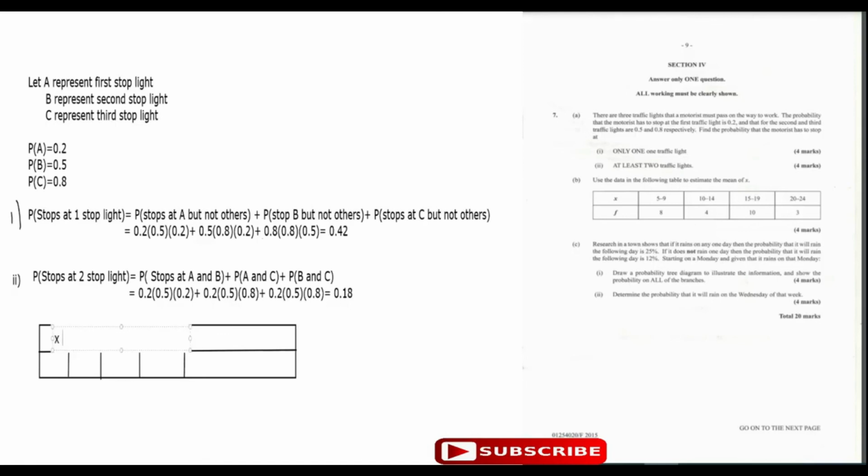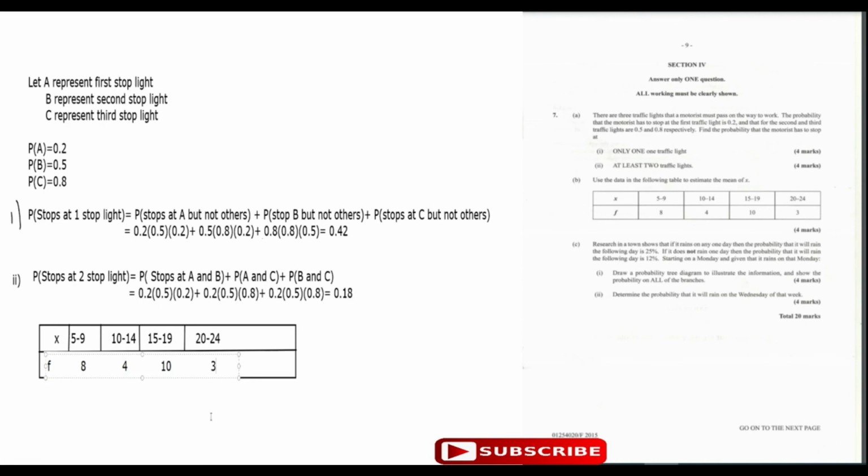And we have X. Here it's going to be from 5 to 9. Over here it is 10 to 14. Over here it is 15 to 19. Over here it's 20 to 24. All right, and then here is F. The frequency is 8, 4, 10, and 3.